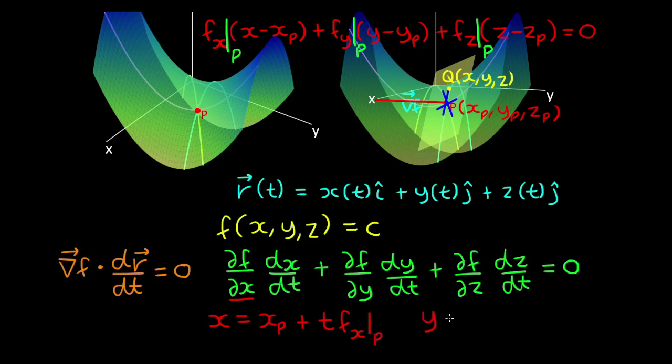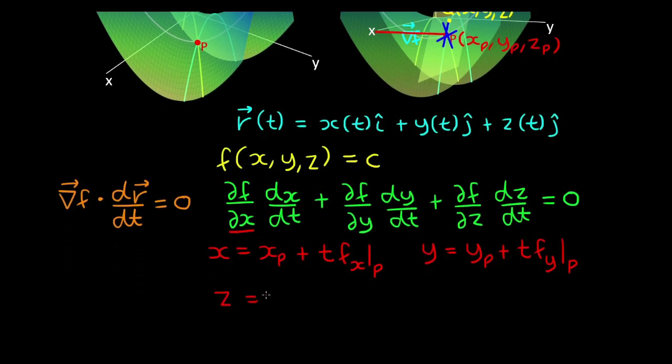And we have a similar equation for the y coordinate. So we have yp plus the parameter t by the partial of f with respect to y, evaluated at P. And z is zp plus t by the partial of f with respect to z, evaluated at P. So note that this is the normal line to the level surface at point P. So the equations we derived only apply to a level surface at this stage.